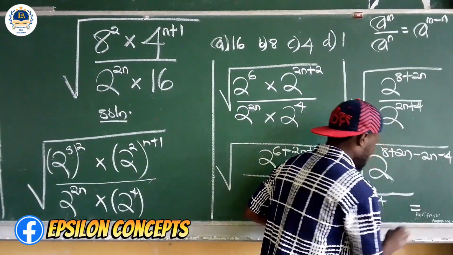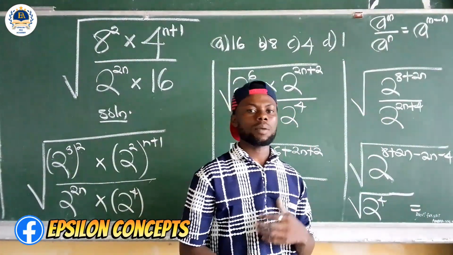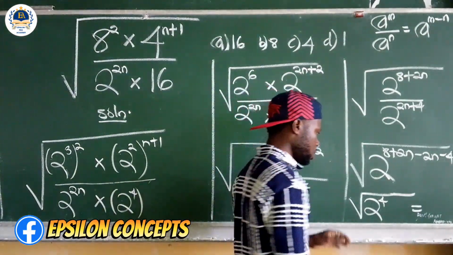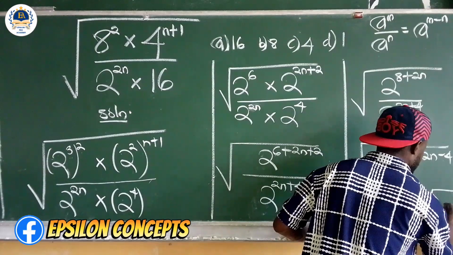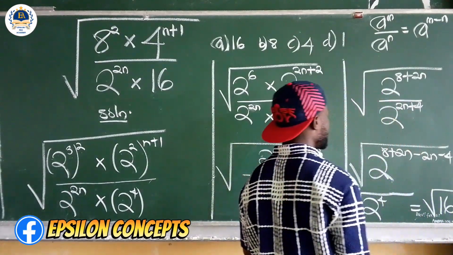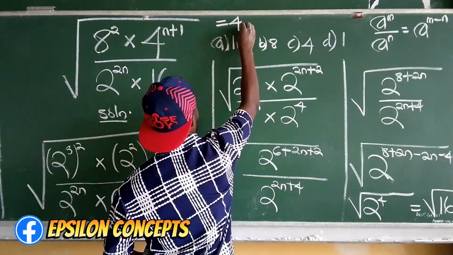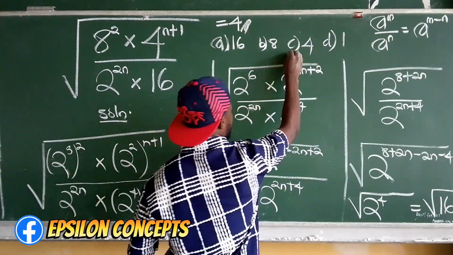That gives 2 raised to the power of 4, which means 2 times 2 times 2 times 2, which is 16. So we have the square root of 16, and the answer is 4. So the correct answer is 4, which is option C.